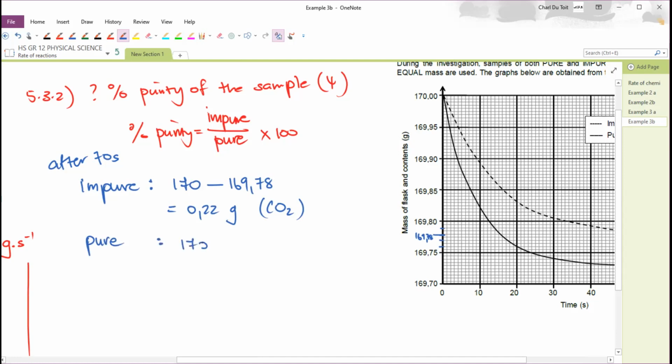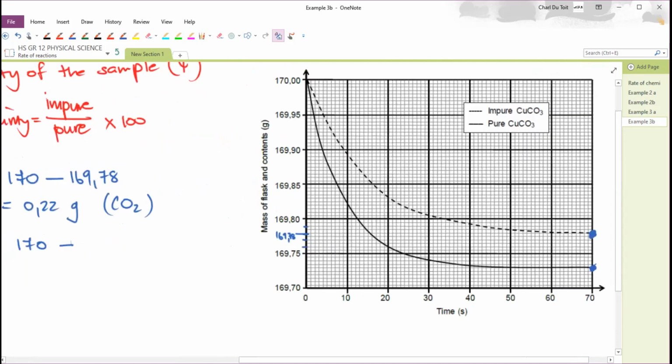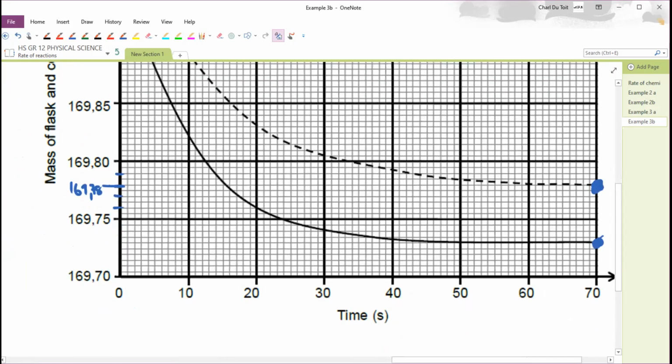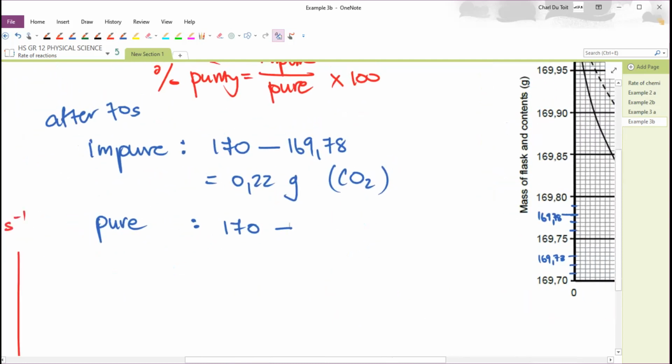It also starts at 170. Okay, what would that weight be? It's this line here. There. So that is 1, 2, 3. So it's 169,73. That is just what? 5 more. So 0,27 grams.